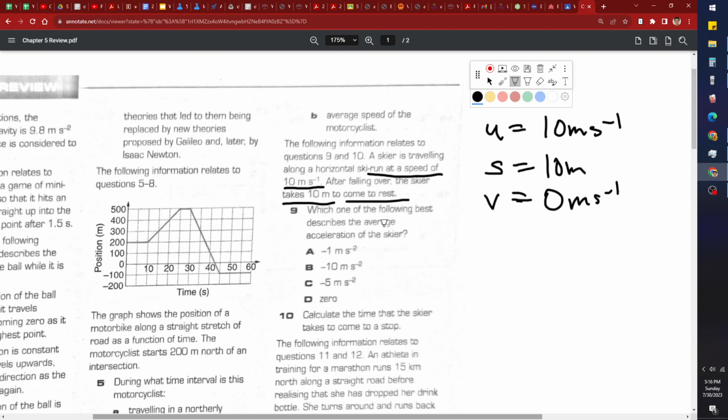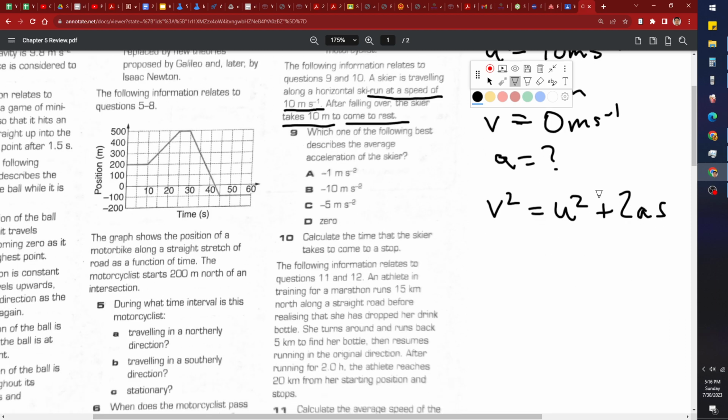Which of the following best describes the average acceleration of the skier? Well, if we really wanted to find that average acceleration, knowing these variables, then we would have to use this equation, because it has those variables, and that's how we can solve. Okay, again, we've got to isolate for A here, so we're going to move this over and divide by 2 and S. So it would look like this. A would be by itself. It's going to be V squared minus U squared, and then divided by these two that multiply A.